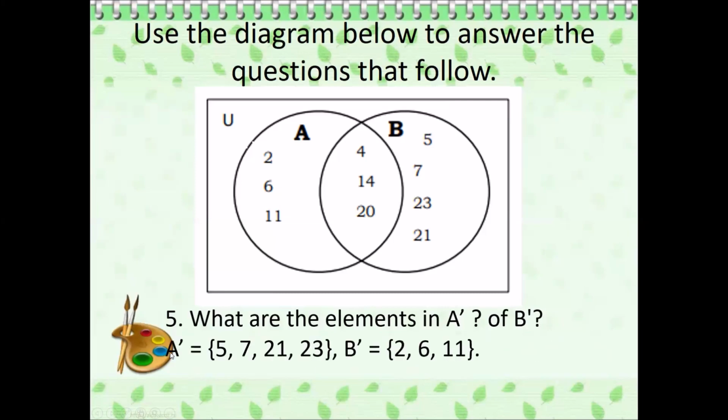So, ito yung complement of A or A prime. So, 5, 7, 21, 23, ito yung nasa labas na elements ng set A. At ito naman ang complement of set B or B prime. Ang mga elements na nasa labas ng set B ay 2, 6, 11.